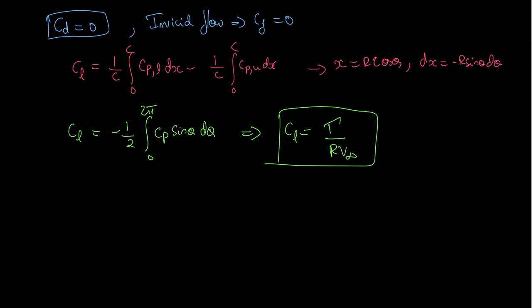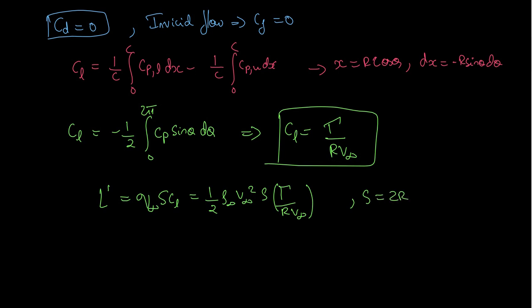And from here we know that the lift per unit span, which is represented by L prime, is q infinity S CL, where S is the characteristic length, and here S would be 2 times r. That is what we assume. And q infinity is the dynamic pressure, which is given by half rho infinity V infinity square, times S times CL, and our CL is nothing but gamma over r V infinity. We assume our characteristic length to be 2r for a cylinder case, that's the diameter. So my lift is nothing but rho infinity V infinity times circulation.